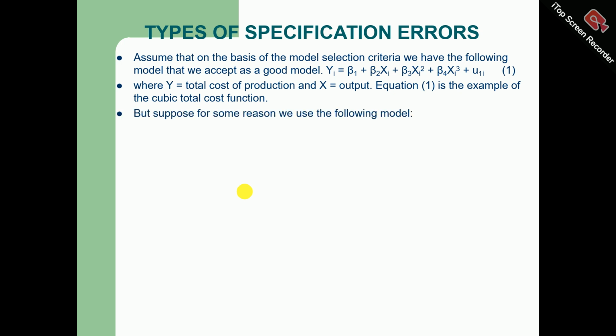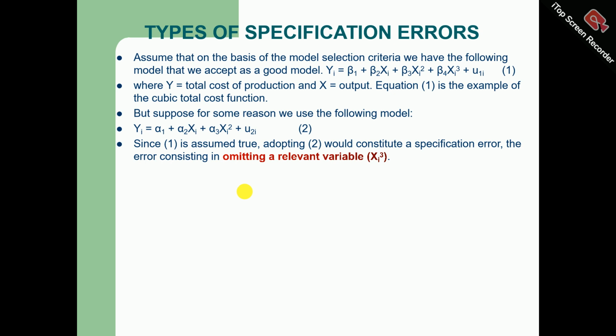But suppose for some reason you use the following model, which is not cubic but quadratic, like this. Here x appears as a square, that is, the highest power of the x variable is 2.